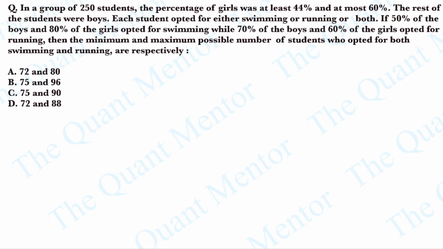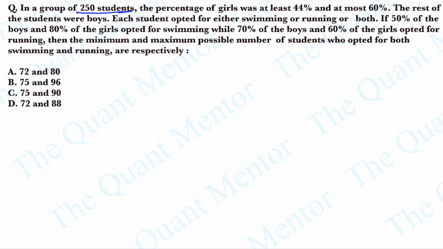So the question reads, in a group of 250 students, the percentage of girls was at least 44 and at most 60. The rest of the students were boys. Each student opted for either swimming or running or both. If 50% of the boys and 80% of the girls opted for swimming, while 70% of the boys and 60% of the girls opted for running, then the minimum and maximum possible number of students who opted for both swimming and running are respectively. So we have been given a group of 250 students.